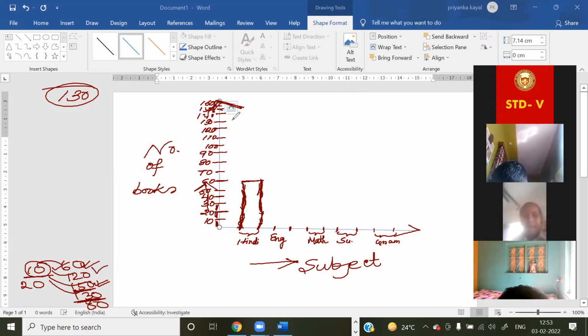Acha, now 120. Next one is 120. Where is 120? Here. So we have to draw up to this. Yes, ma'am. Now please just wait. Make the rectangular box. I cannot draw a straight line. Okay. Let me just draw a dotted line.